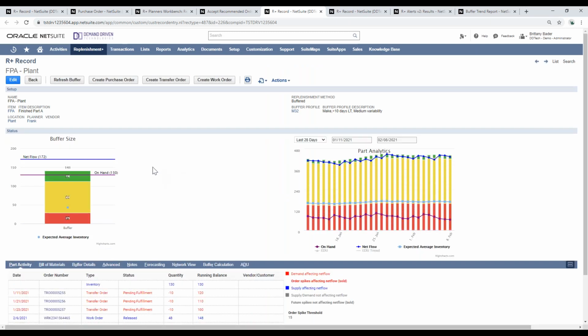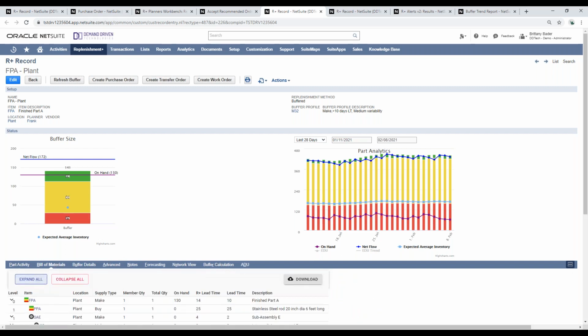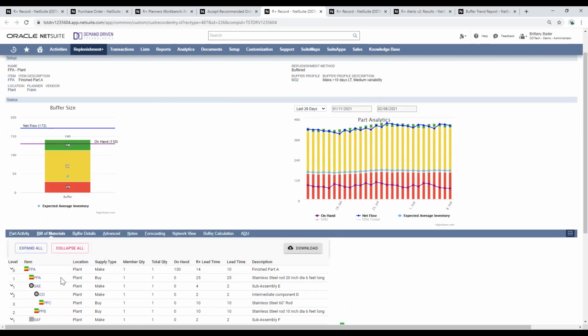What I can see when I look at FPA now, and I go back to this bill of material, is that PPA now has that buffer applied to it, and I no longer have a recommended order for FPA. Before I was in the yellow zone, now I'm actually over the top of the green zone. I no longer have a recommended order, and my buffer size shrunk from 353 at the top of green down to 141 units. So now I no longer have to make as much of this expensive finished good.